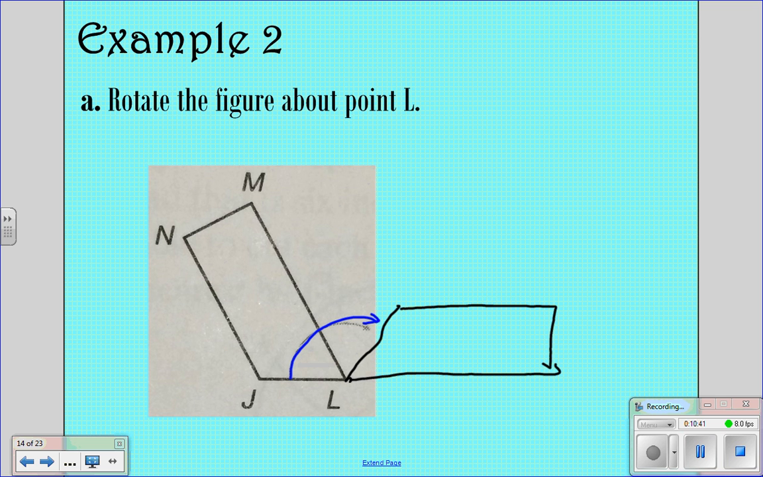Now this point here is still going to be L prime because L was right here and it stayed in the same spot. J is going to become J prime right here. And then if I follow around, this next point is going to be N prime, and then this last one is going to be M prime. So those would be your new vertices. Okay.